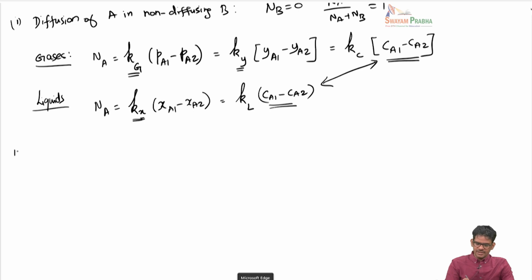Similarly, we can write a similar set of equations for equimolar counter diffusion.